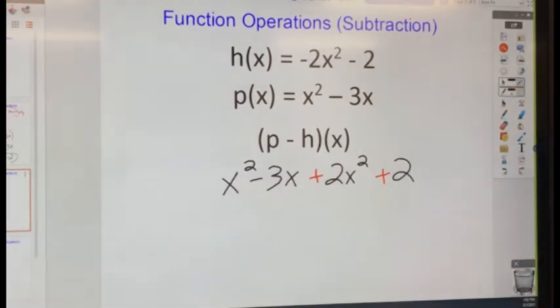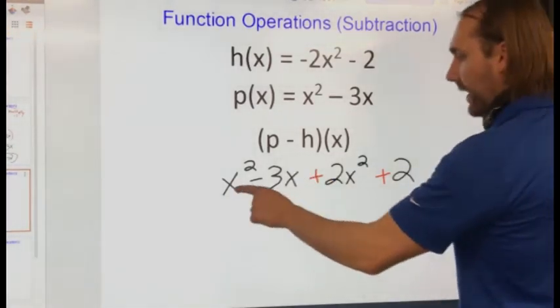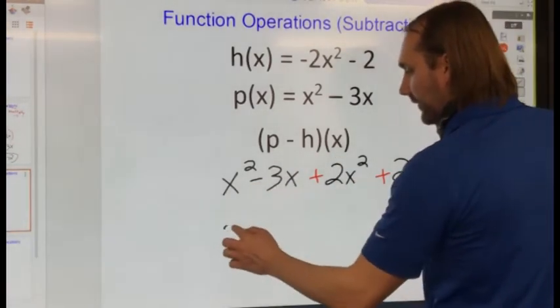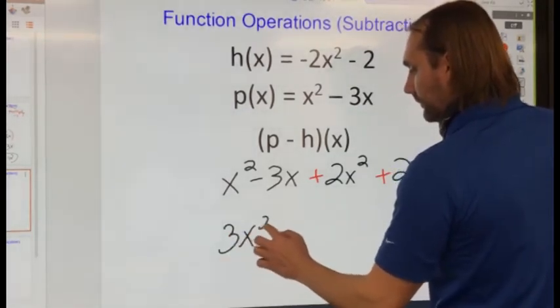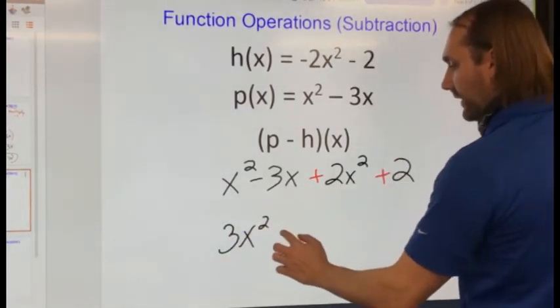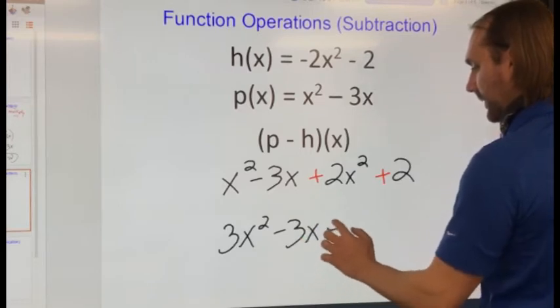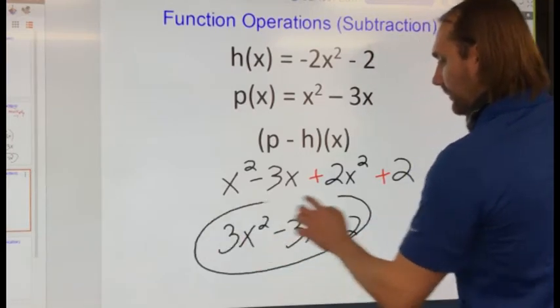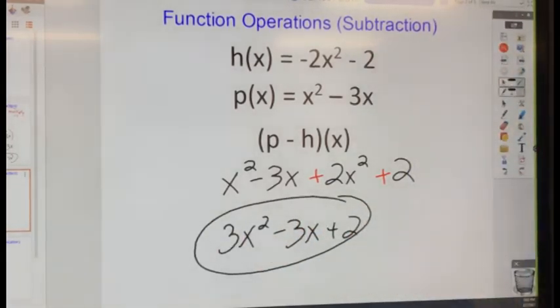So again, I'm flipping all the signs. Now I can combine my like terms. So x squared plus 2x squared is 3x squared. I have just a negative 3x and my constant 2. This is what you should have gotten when you subtracted those functions: 3x squared minus 3x plus 2.